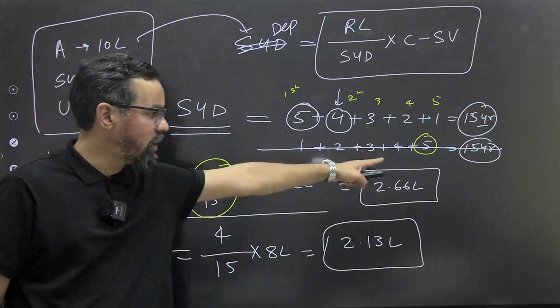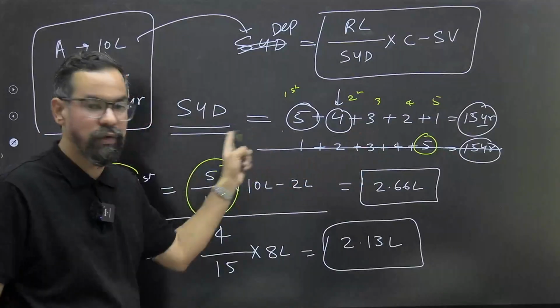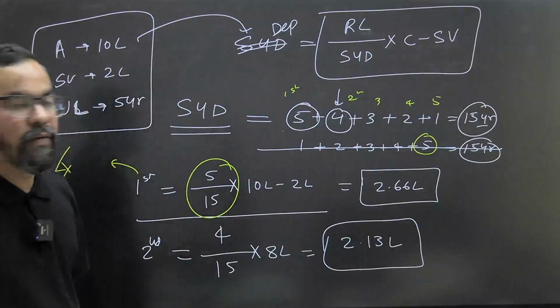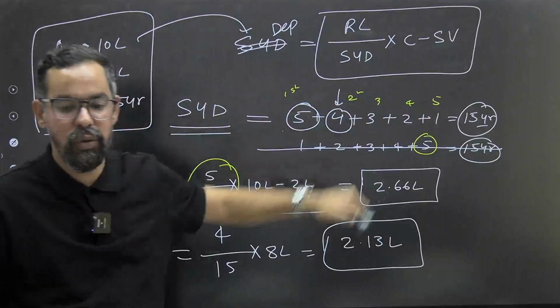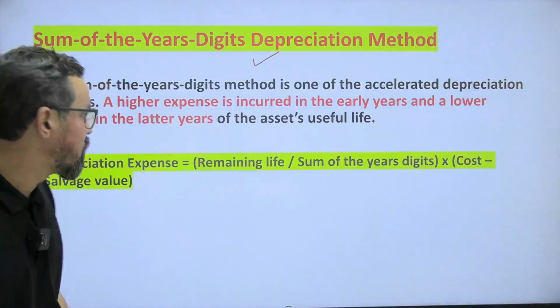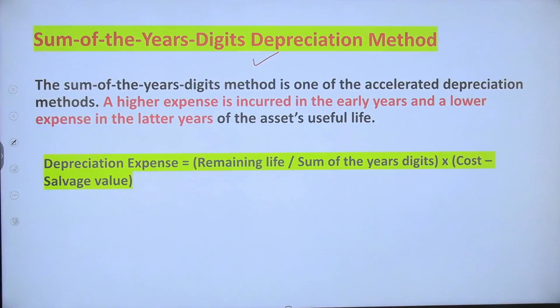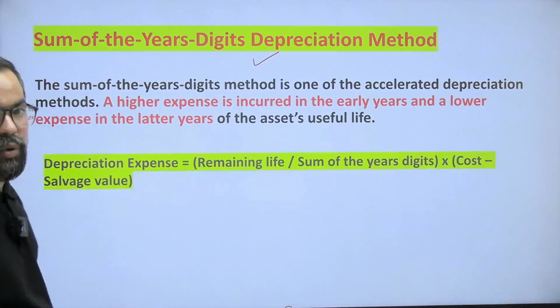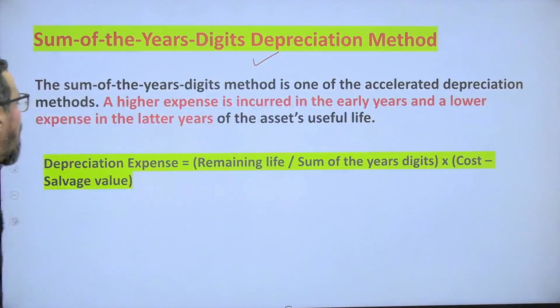This is the remaining life for the second year. Okay, third year, fourth year, fifth year, this is the one. That's why we write in this direction, so we do not make any sort of mistake while we solve these kinds of questions. The sum of year digit method is one of the accelerated depreciation methods. A higher expense is incurred in the early years, as it was in our case also, and a lower expense in the later years of the asset's useful life.